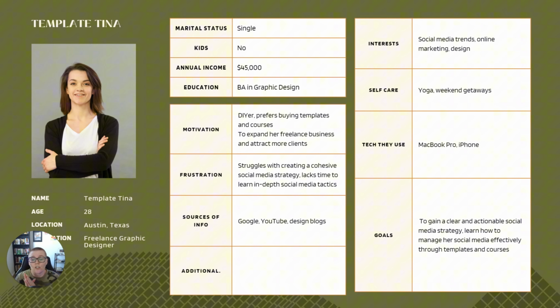Her frustrations are that she struggles with creating a cohesive social media strategy. She lacks the time to learn in-depth social media tactics, and lo and behold, that's what our template is here for. So her sources of info are Google, YouTube, and design blogs. So we are on YouTube, we are on Google, and our blog posts are SEO optimized to show up on Google. So we would come across her inside of Google searches.